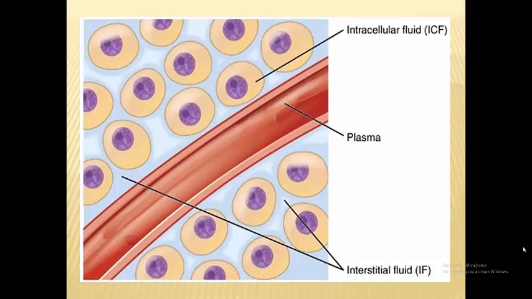So extracellular fluid can be interstitial fluid, that which directly surrounds the cells, or it can be intravascular fluid, that which is inside the vessel. So what I want you to know are the terms intracellular fluid and extracellular fluid. Inside the cell, outside the cell. If it's outside, it's either around it or it's being moved into the blood vessel.